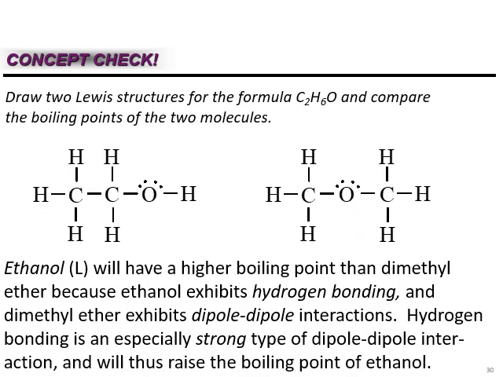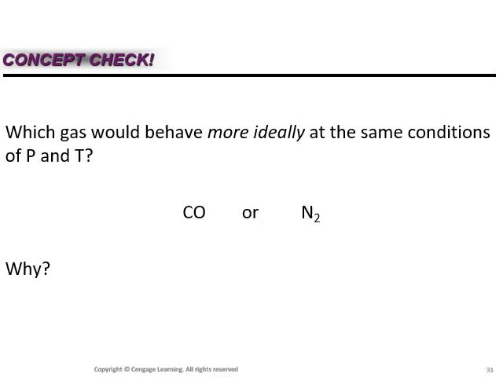I'll let you pause that if you want. Next slide. Which gas would behave more ideally at the same conditions of pressure and temperature? On the left, we've got a polar molecule because O is more electronegative than carbon. So it is not going to behave ideally because the CO molecules will attract each other. What about the N2s? Are there any kind of intermolecular forces there? No, as we talked about before. So the N2 clearly is going to behave more ideally.